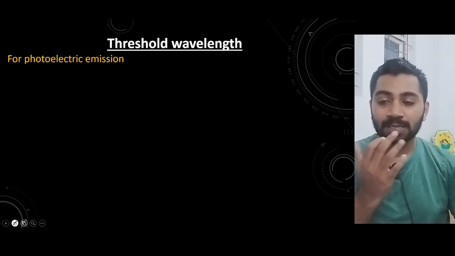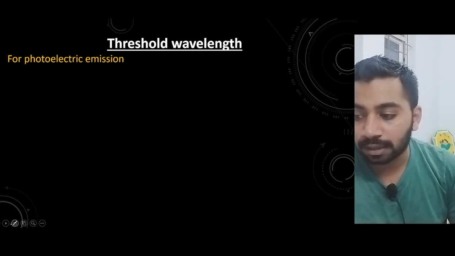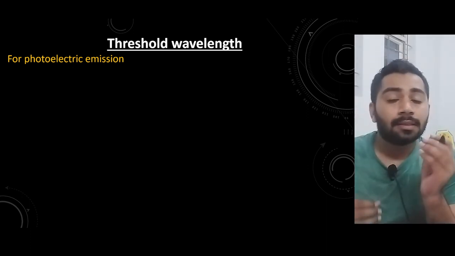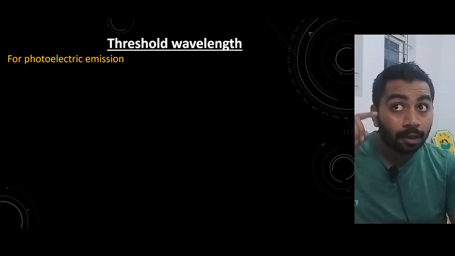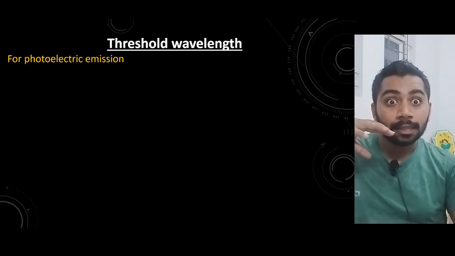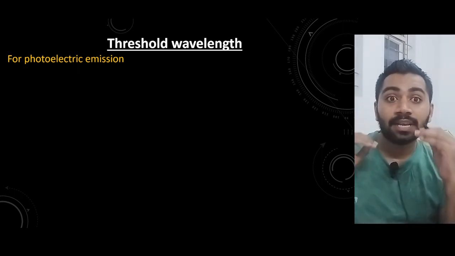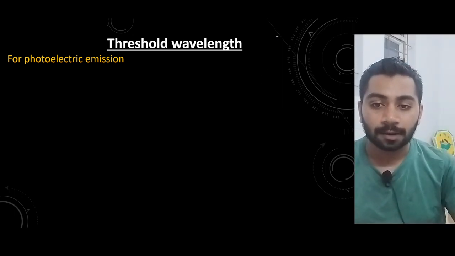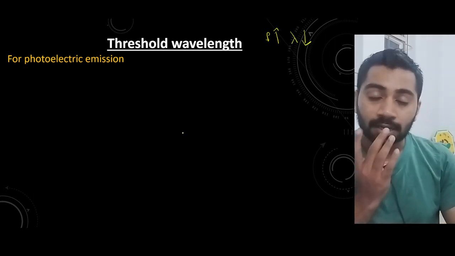Now let us see the last thing: threshold wavelength. Very simple. The frequency must be high. In the starting definition you studied, high energy has high frequency and low wavelength. See, as frequency increases, wavelength decreases. Frequency increases, wavelength decreases. I will write it here.